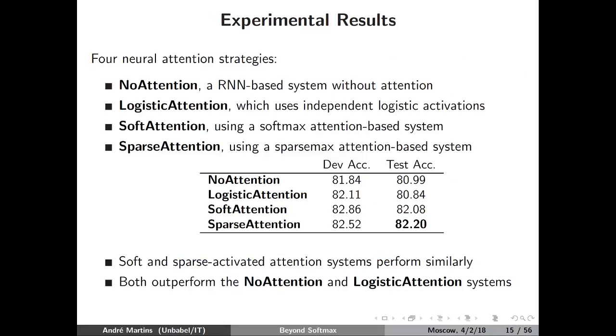So we ran several experiments. We tried not to use any attention at all, just using the last state of the RNN from the premise. We tried something that we call logistic attention, which is basically independent logistic activations for every word of the premise, but without making the different words of the premise compete with each other. So we don't get a normalized distribution after this. And then we tried two other things. The first one is attention with the softmax, and the other is attention with the Sparsemax.